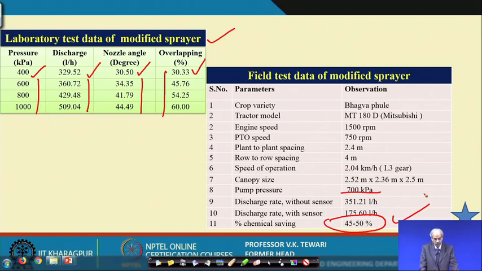So, the sprayer which we purchased from the market, we modified it with our ultrasonic sensor, and when we compared, we found that about 45 to 50% of the chemical you can save. Through this lecture, what we wanted to inform you is that there is a need for the use of sensors and artificial intelligence knowledge in the design of equipment, which will help us in minimizing the inputs.